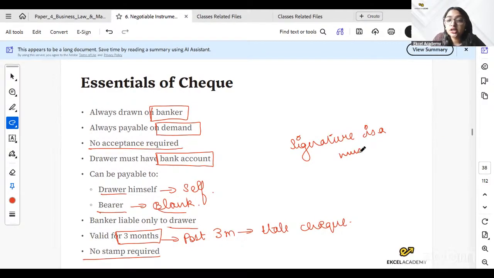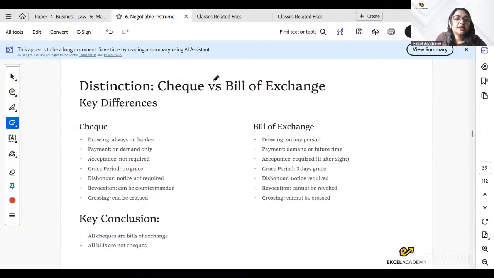And whose signature are we speaking about here? We are speaking about the drawer's signature. So the person who has the bank account and is issuing the check, their signature will be of utmost importance here. All right. Next, let us differentiate between your check versus bill of exchange.